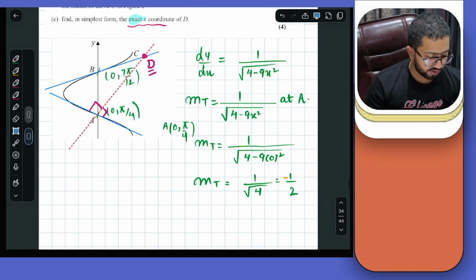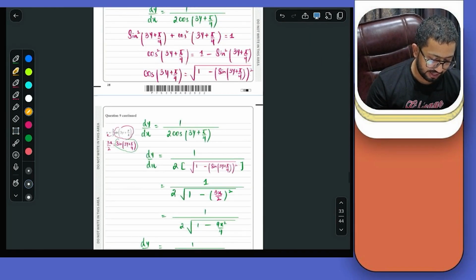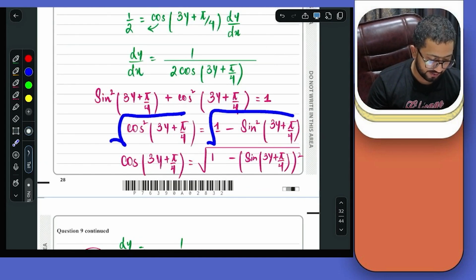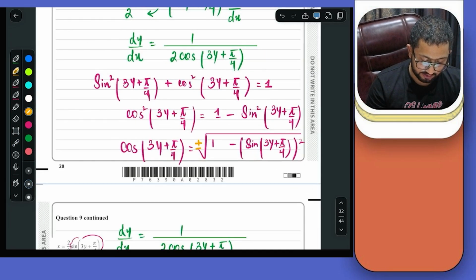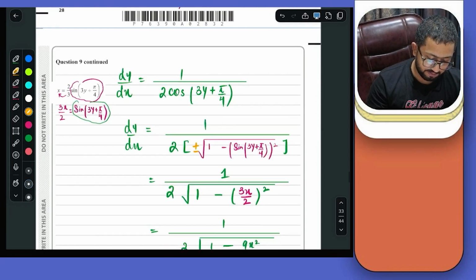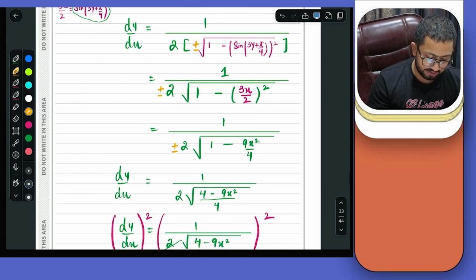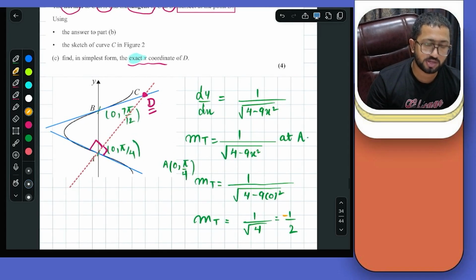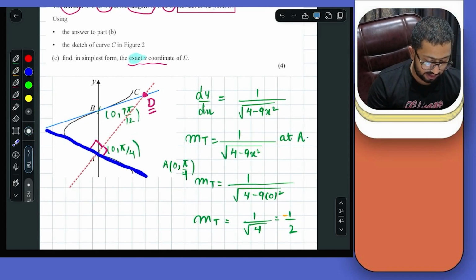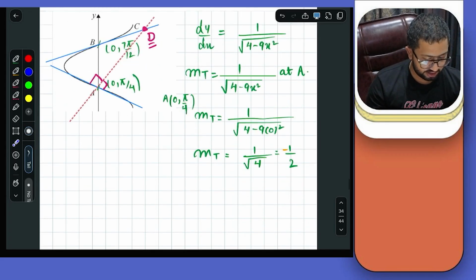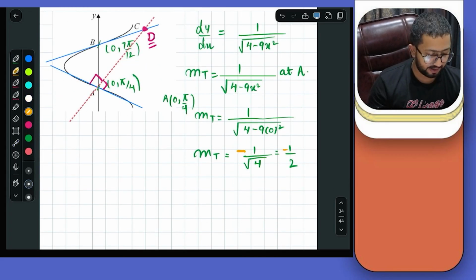If you don't want to do it like this, then you can move back, and you know that whenever you see a square root on both sides, you have to put plus minus. Then you need to put plus minus. But at the end again you have to check whether the gradient of the tangent will be positive or negative. A downward line always has a negative gradient. So be careful, the gradient of the tangent is not positive. It is negative. So let's figure out the gradient of the normal.